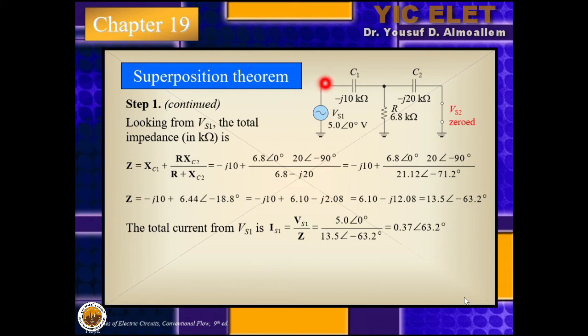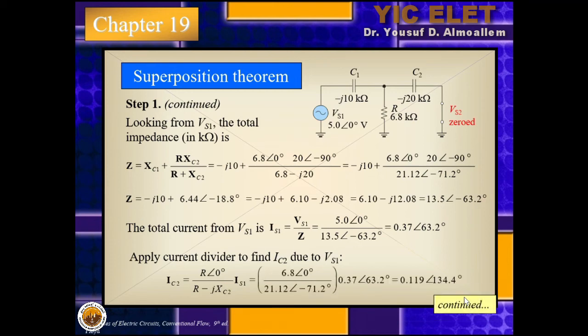So if I want to find the current coming out from the VS, it will be VS divided by the total impedance. And if I plug in these numbers, the VS is 5, and the Z total, as we have calculated from here, is 13.5, and the angle is minus 63.2. If we plug these numbers together in the calculator, we get this result.